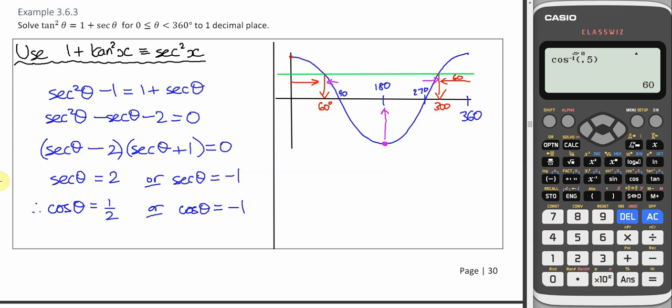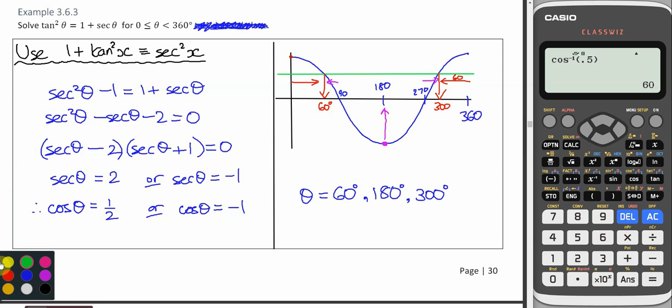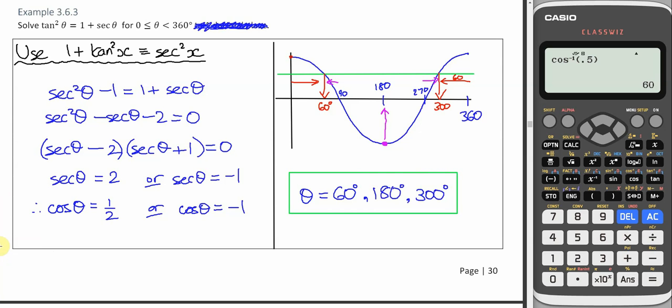I don't know why it says to one decimal place, because they're all exact, so I'm just going to get rid of that. It shouldn't have said to one decimal place. So theta is, and you don't have to write these in ascending order, any order will do, 60 degrees, 180 degrees, and also 300 degrees as well. And hopefully you've got time in the exam, you could put each of those back into the original equation and into both sides, and if you get the same number, then you know they are correct.